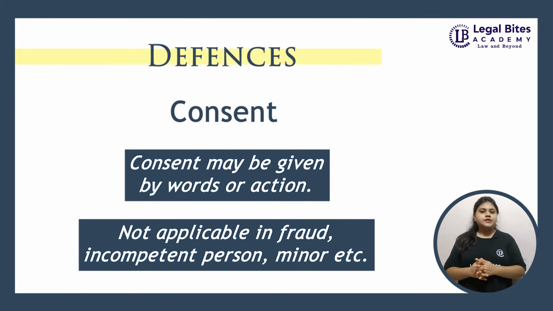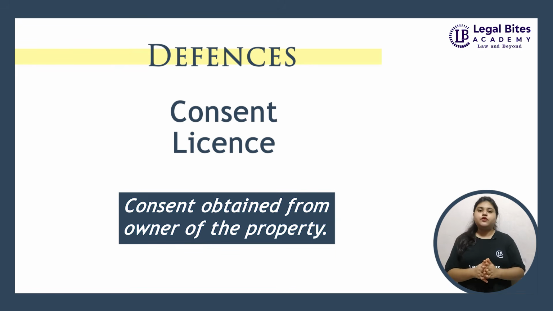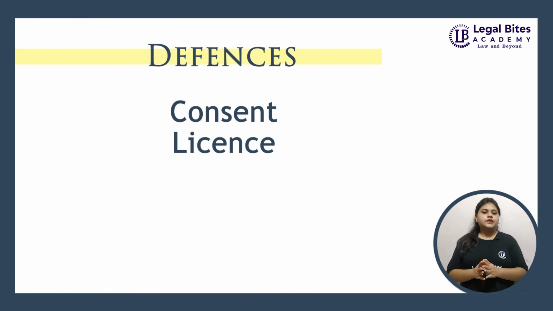The next defense available is that of license. The defense of license implies that when a person has obtained permission from the owner of the property, then he cannot be liable for trespass. However, the defense of license is valid only as long as the terms of the license are not exceeded by the person entering the property. And if he or she exceeds or misuses the license, then they can be held liable for trespass. The next defense available is that of necessity.